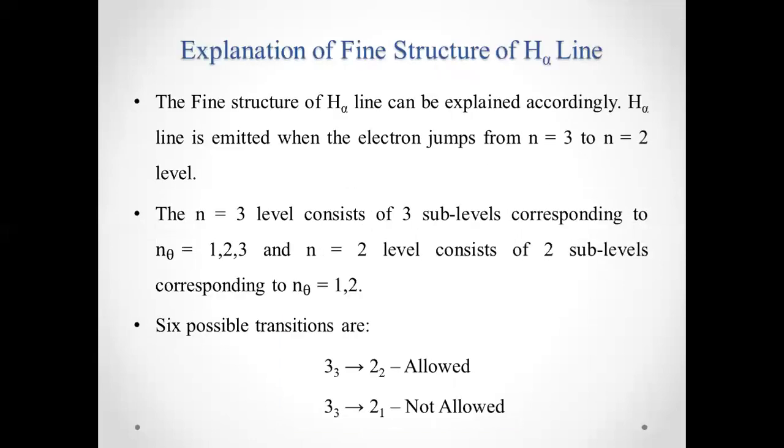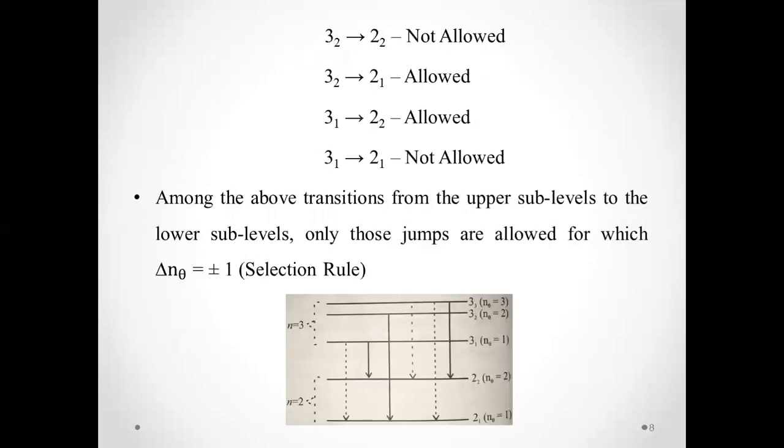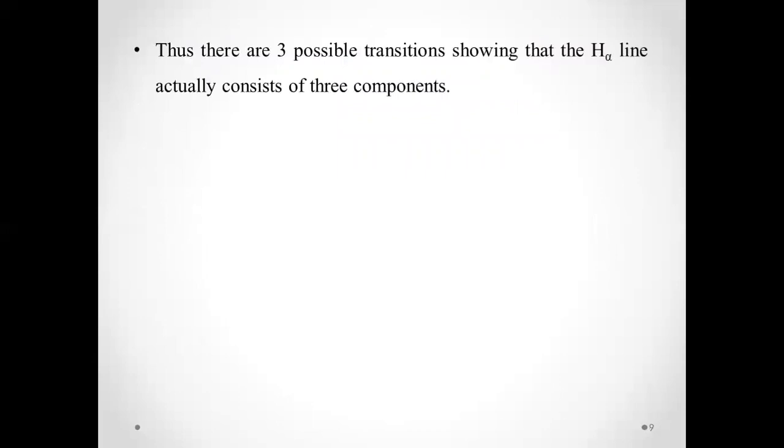3 3 to 2 2 is allowed by making use of the selection rule. 3 3 to 2 1 is not allowed. Similarly, 3 2 to 2 2 is not allowed. 3 2 to 2 1 is allowed. 3 1 to 2 2 is allowed. And 3 1 to 2 1 is also not allowed. Thus, there are 3 possible transitions showing that the H alpha line actually consists of 3 components.